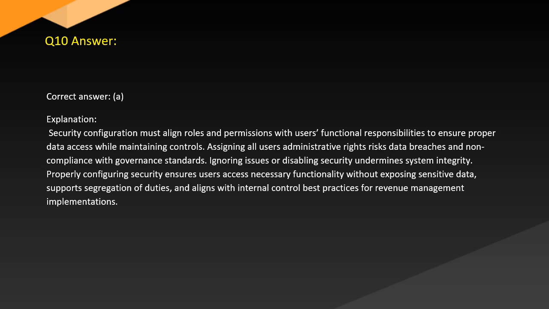Security configuration must align roles and permissions with users' functional responsibilities to ensure proper data access while maintaining controls. Assigning all users administrative rights risks data breaches and non-compliance with governance standards. Ignoring issues or disabling security undermines system integrity. Properly configuring security ensures users access necessary functionality without sensitive data, supports segregation of duties, and aligns with internal control best practices for revenue management implementations.